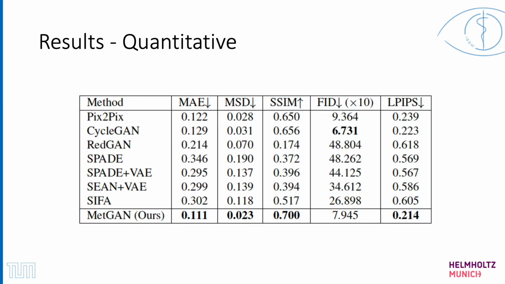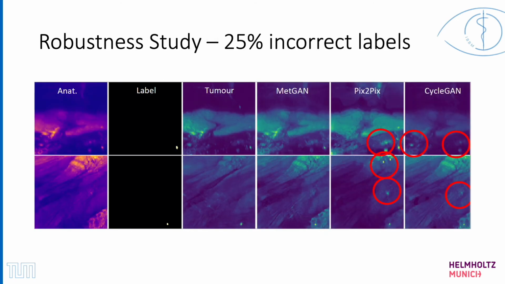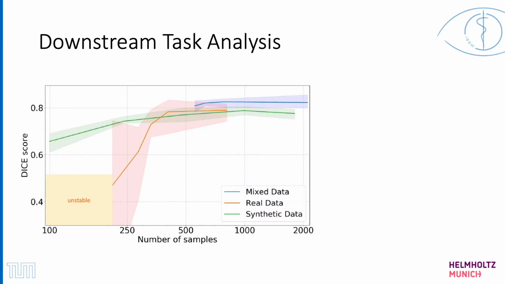In a quantitative comparison, our proposed method outperforms most state-of-the-art methods in mean absolute error, mean sum of square differences, structural similarity index measure, and the learned perceptual image patch similarity. In a further robustness study, we show that even at a rate of 25% incorrect labels, METGAN can still learn to generate semantically correct images in the target domain, unlike Pix2Pix or CycleGAN, which place random metastases as highlighted in this image.